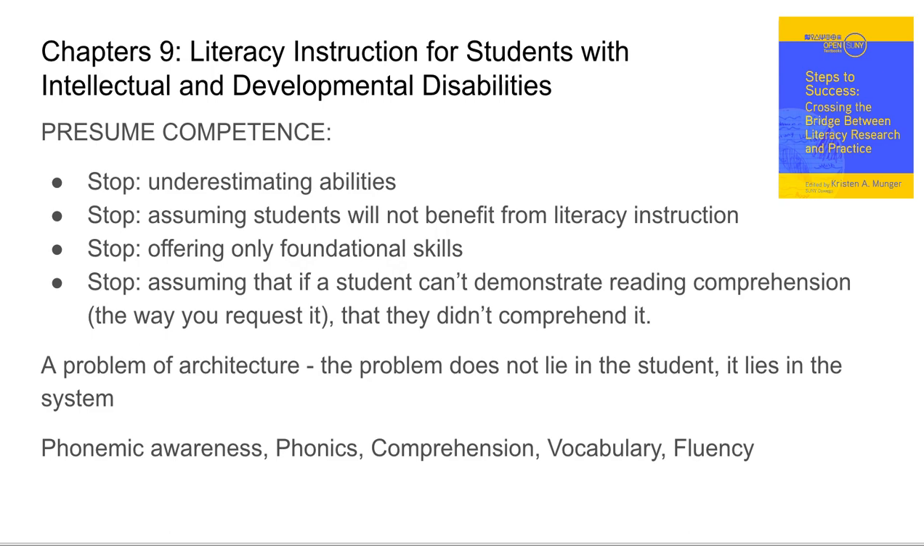Next, Chapter 9 in Munger's text addresses special learning considerations for students with intellectual and developmental disabilities. As with any subpopulation or demographic of students, it's incredibly important that we see each child as a unique individual with varied backgrounds, skills, and interests. This chapter has an excellent asset-based and inclusive outlook in discussing our students with special needs. The most important message I get from this chapter is that we must presume competence in our students.